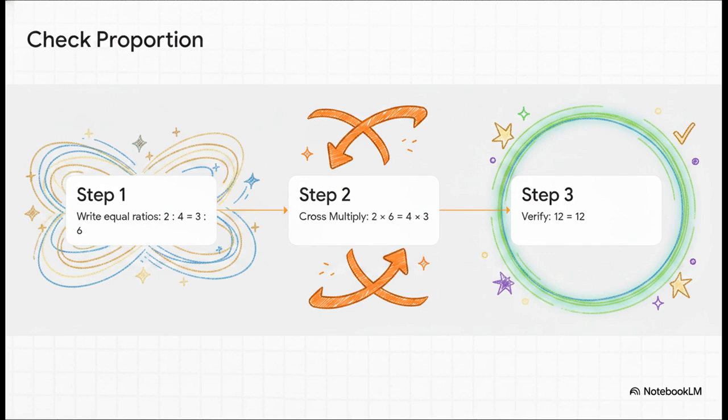And if you want to prove they're equal, there's this fantastic trick called cross-multiplication. It works like magic. You just multiply diagonally.